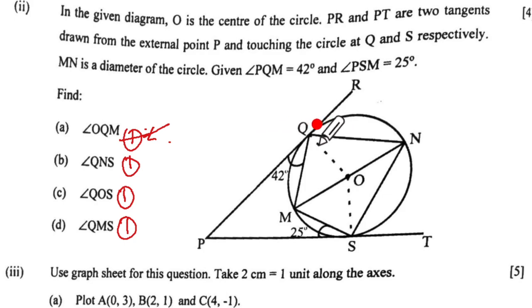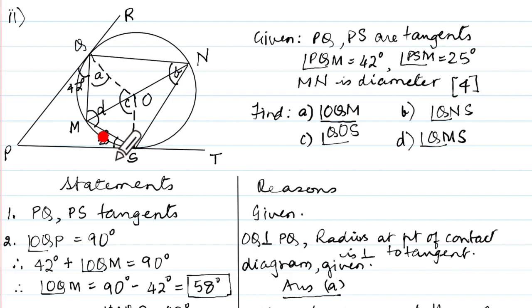Point number 1 you have to remember is to draw the diagram the way it is given. As you can see, I have drawn the diagram here, and on the right I have written what is given and what is to be found. As I told you, it's a 4-mark question. So each one of these will be given 1 mark.